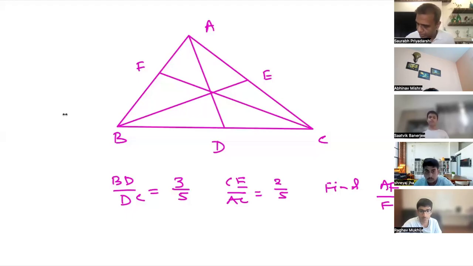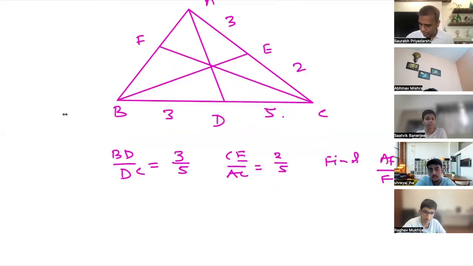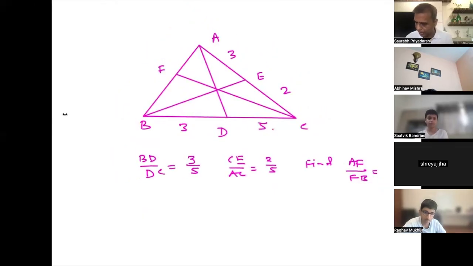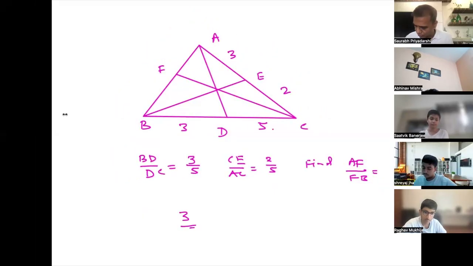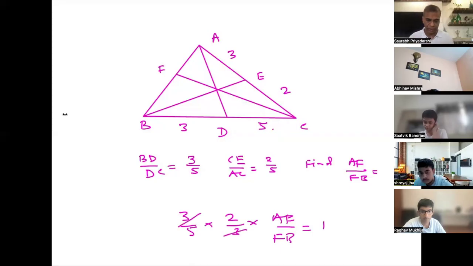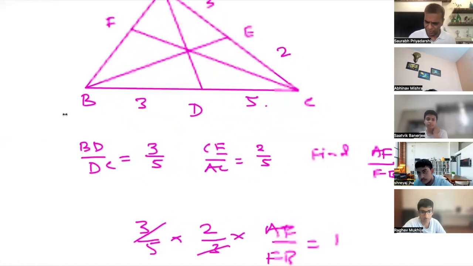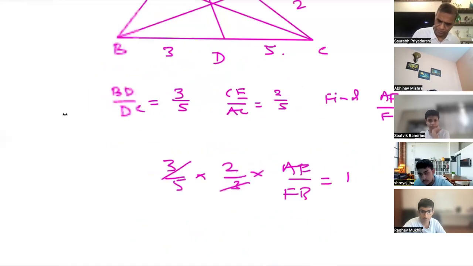See, CE upon AC is given as 2:5. So this is 2:3, this is 3:5. So I can rewrite this as 3 by 5 into 2 by 3 into AF by FB is equal to 5 by 2. Everyone is getting this. Okay.